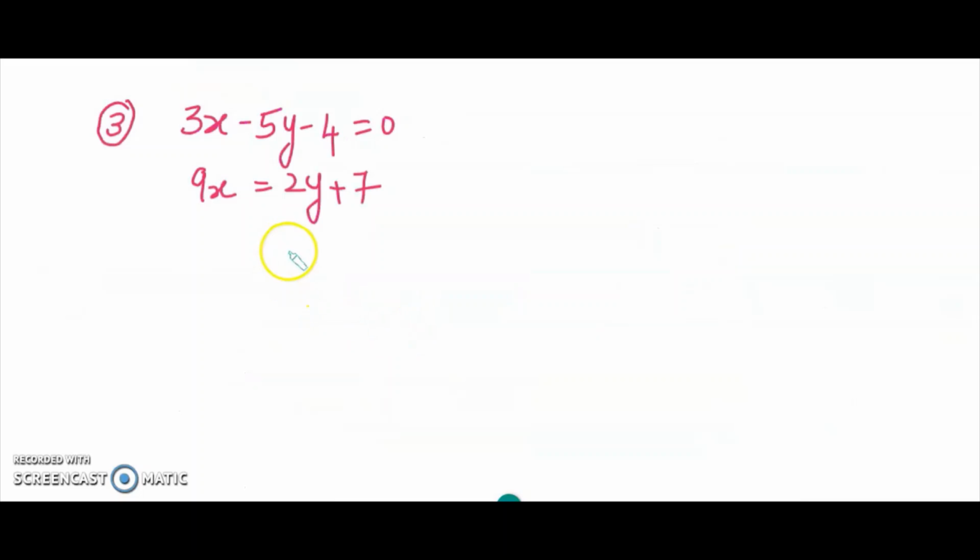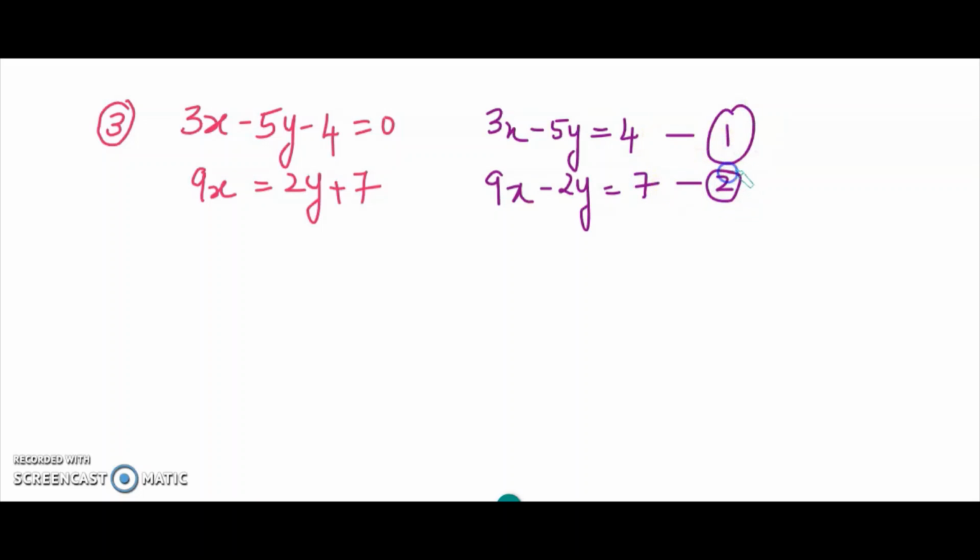Okay, let's take the next question. Now these equations are not in a proper form, meaning I have to rearrange them. So let me rearrange it before numbering. 3x minus 5y equals 4, and this is 9x minus 2y equals 7. Let me number them 1 and 2.